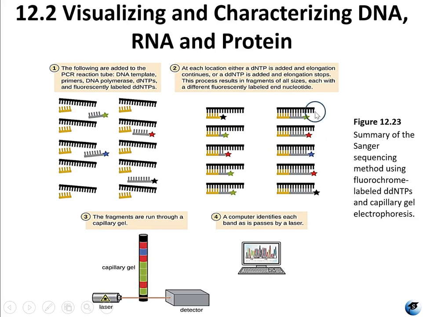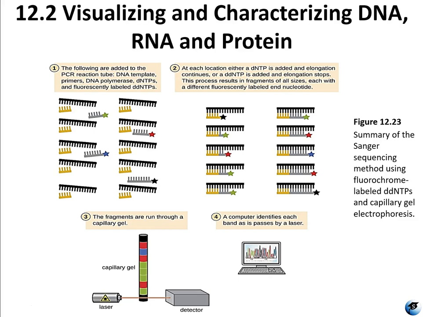Now, there's lots of DNA in there, so there's all kinds of DNA strands that are being amplified at the same time. And because the dideoxynucleotides add randomly, what you'll end up with is lots of DNA at the end, but they're all going to be of different sizes, because depending on where the dideoxynucleotide added, if it adds early, then the fragment of DNA is going to be small.